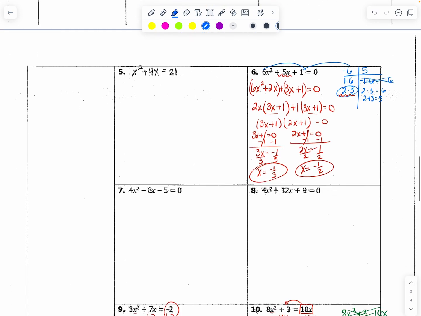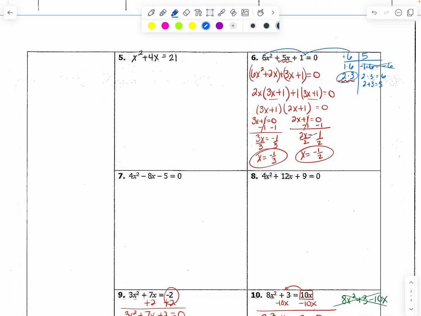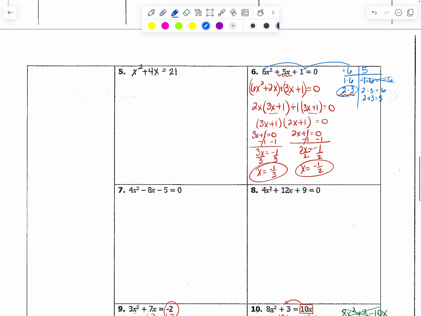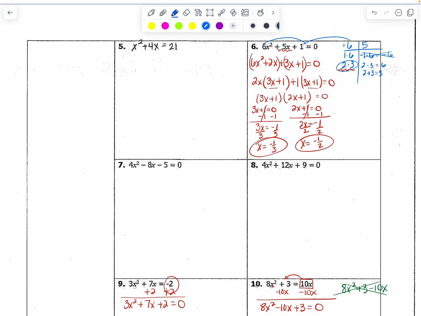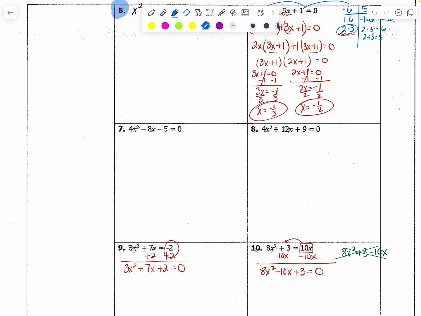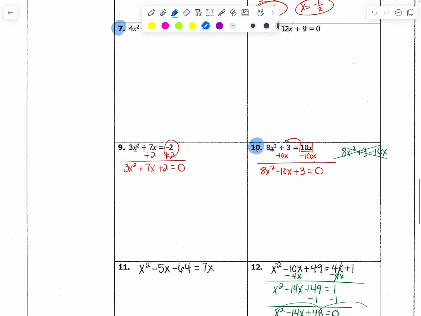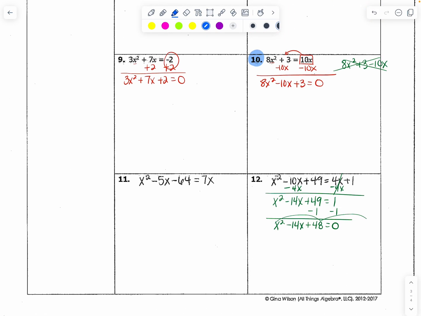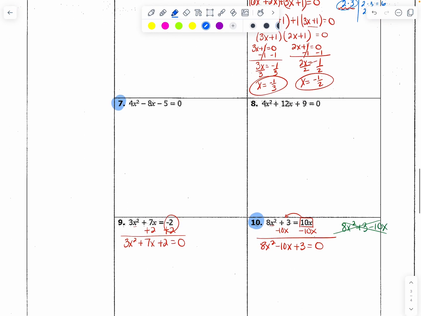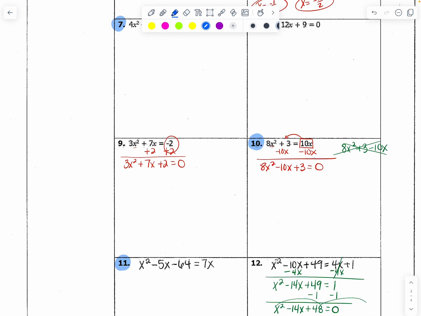If you flip over to the next page where it starts at the top with 5, this is the front side of the second page of the packet. I would like for you to complete number 5, number 7, number 10, and number 11. So on this one, we got 5, 7, 10, and 11.